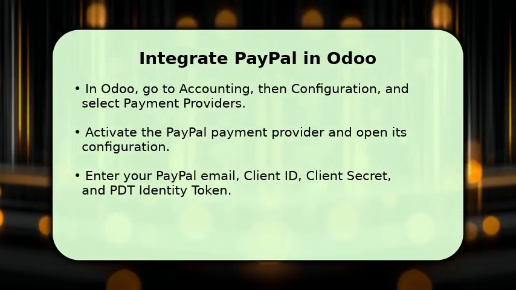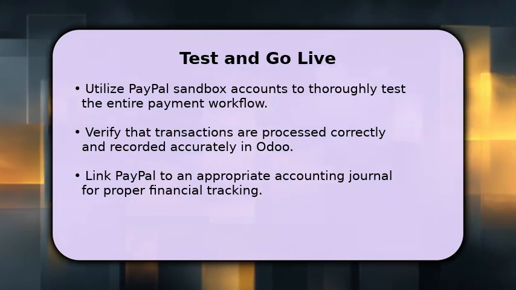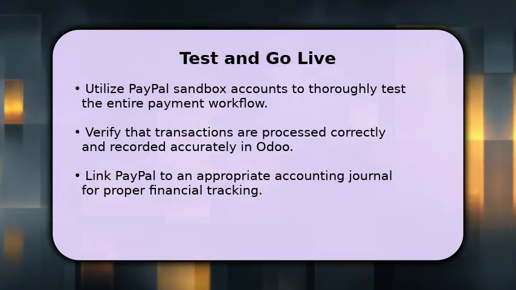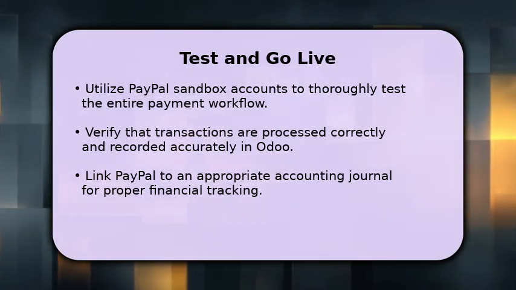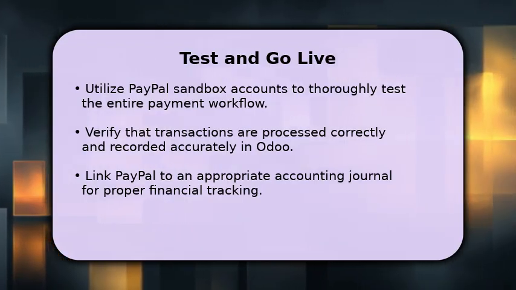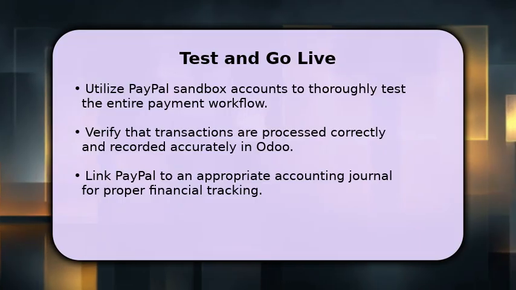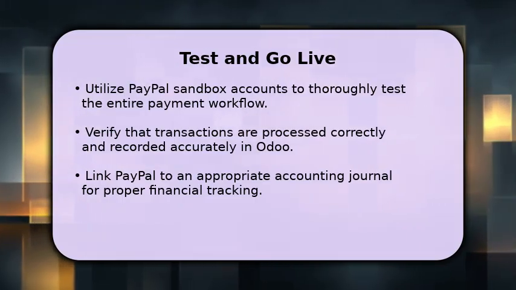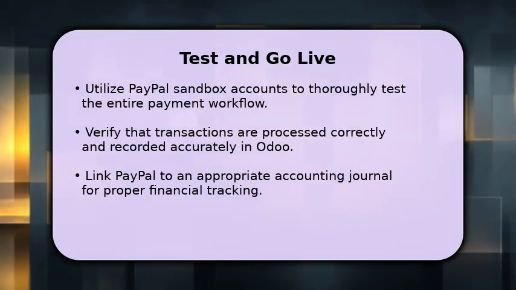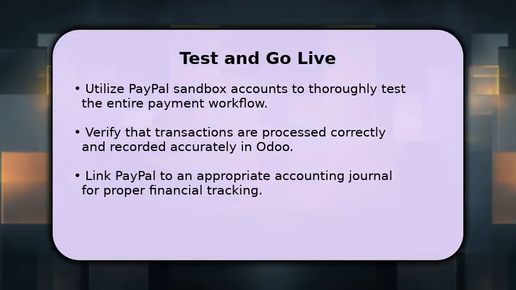Finally, thorough testing is crucial to ensure everything works perfectly. Use PayPal Sandbox accounts to simulate transactions and verify that payments are processed correctly and accurately recorded in Odoo. Link PayPal to an appropriate accounting journal for seamless financial tracking. After successful testing, switch the payment provider's state to enabled and publish it. Your Odoo system is now ready to accept PayPal payments, offering a convenient option for your customers.